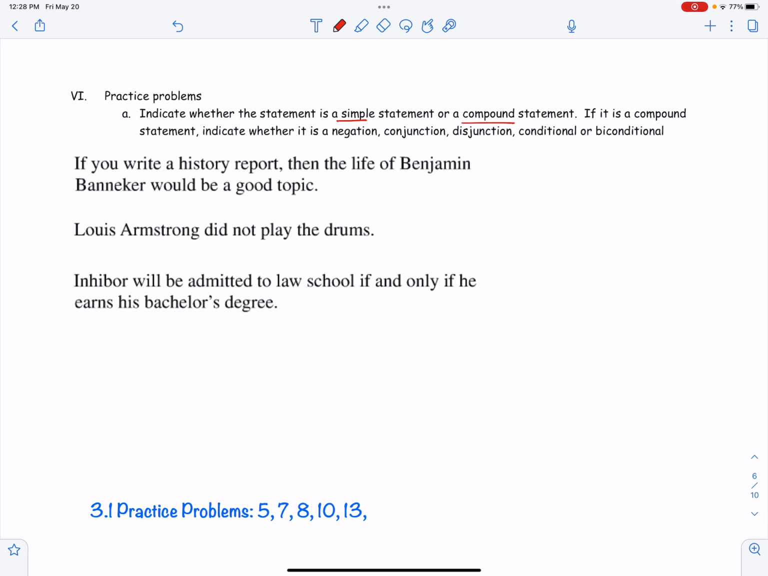If you write a history report, then the life of Benjamin Banneker would be a good topic. Right? So note your keywords. If, and there's one idea, you write a history report. Then there's a second idea, the life of Benjamin Banneker would be a good topic. So because we have two ideas here, this is a compound statement. And if then is what we call a conditional. And if I were asked to use the correct symbol, right, it would be the one directional arrow.